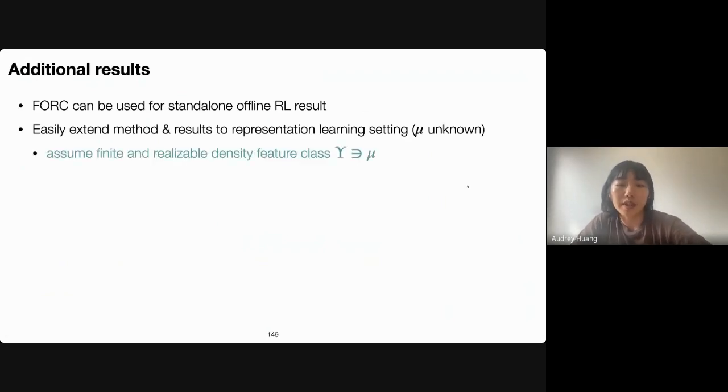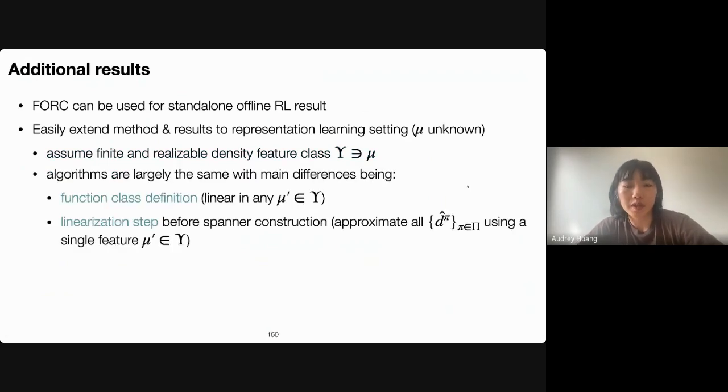In this representation learning setting, we assume a finite and realizable density feature class epsilon that contains the true density feature. And the algorithm is pretty much exactly the same, with some main differences being that we define the function classes differently, where they're basically linear. They can be linear in any mu prime in this density feature class. And then for the linearization step that I only touched upon before, the spanner construction, we have to approximate all of our density estimates using a single feature, mu prime in epsilon.